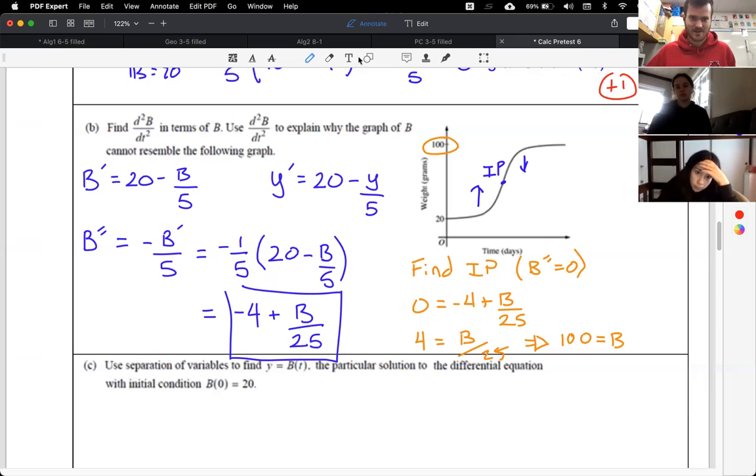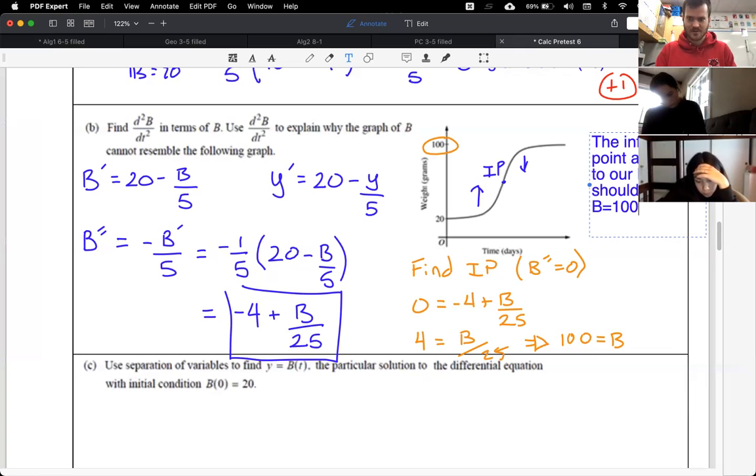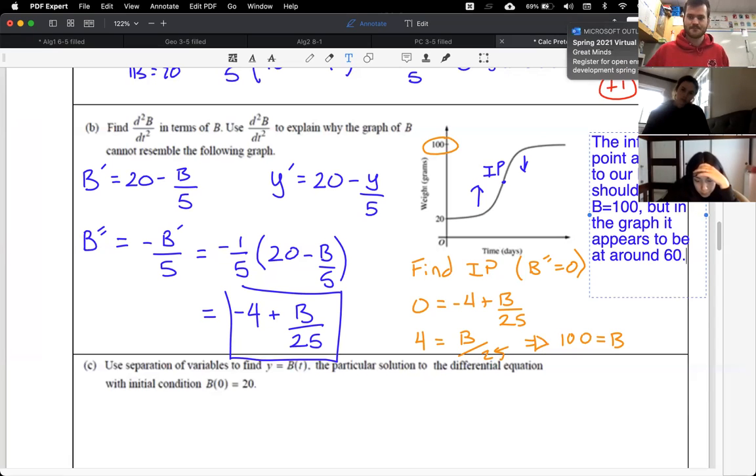So I'll write something along the lines of: the inflection point according to our b double prime should be at b equals 100, but in the graph it appears to be, I don't know, around 60. I should say b is equal to 60, in case I accidentally confuse that for time.